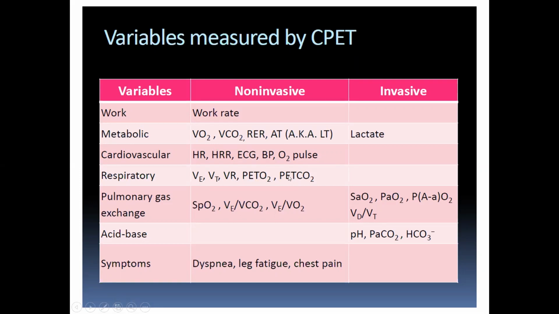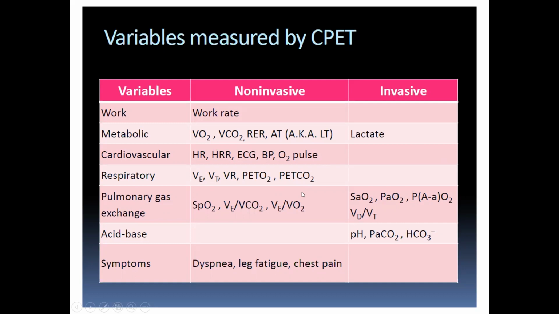I told you they are surrogates, so end-tidal CO2 is a surrogate of your PaCO2, because we don't always measure arterial blood gases with CPET. Although a lot of centers do that, they put in an arterial line, and every 2 minutes they take an ABG. We typically don't do that here, but it is done in particular circumstances.